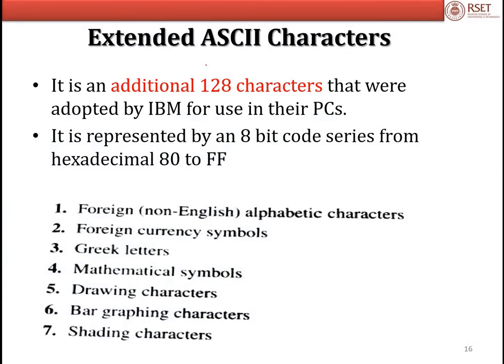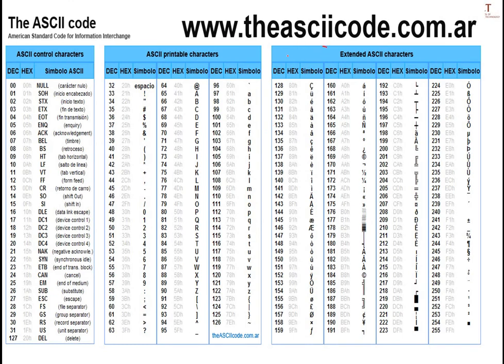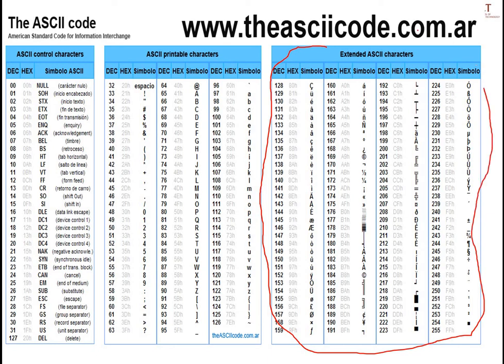Next, extended ASCII characters. So apart from the 128 characters we discussed, there are additional 128 characters that were adopted by IBM for use in their PCs. So it is represented by an 8-bit code series from hexadecimal 80 to FF. The additional 128 characters include foreign alphabetic characters, Greek letters, mathematical symbols, shading characters. So these are the extended ASCII characters, which are from 128 to 255 in decimal representation. So totally there are 128 plus 128, that is 256 characters and symbols in ASCII code.